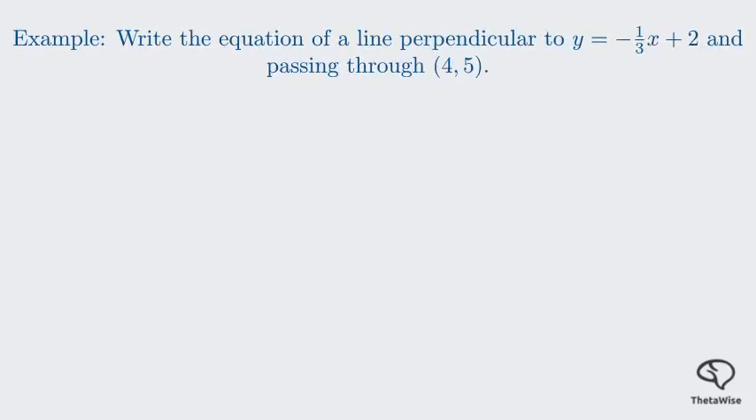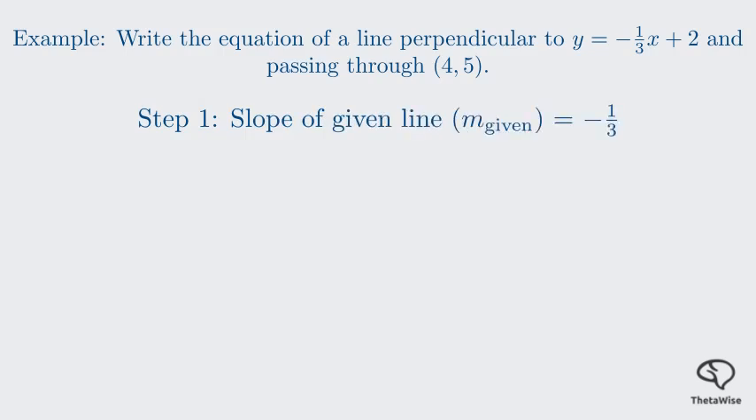Write the equation of a line that is perpendicular to y equals -1/3 x plus 2 and passes through the point (4, 5). Step 1. Find the slope of the given line. The slope is -1/3. Step 2. Find the slope of our new line. Since our new line is perpendicular, its slope must be the negative reciprocal of -1/3. The reciprocal is -3, and the negative of that is +3. So the slope of our new line is 3.